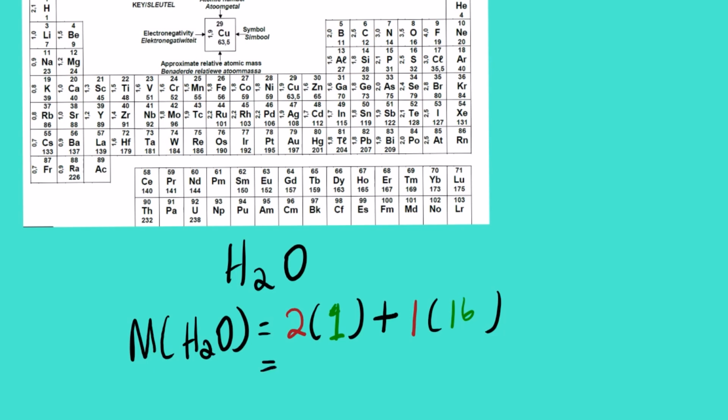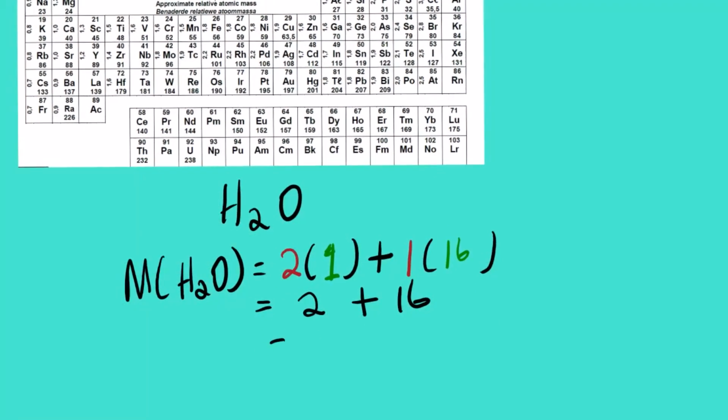Now you simply sum it up. 2 multiplied by 1 is 2. 1 multiplied by 16 is 16. Then 16 plus 2 is simply 18. So the molar mass of H2O is 18. And the SI unit is what? It's grams per mole. That is the SI unit of molar mass. Now let us quickly go to our next exercise.